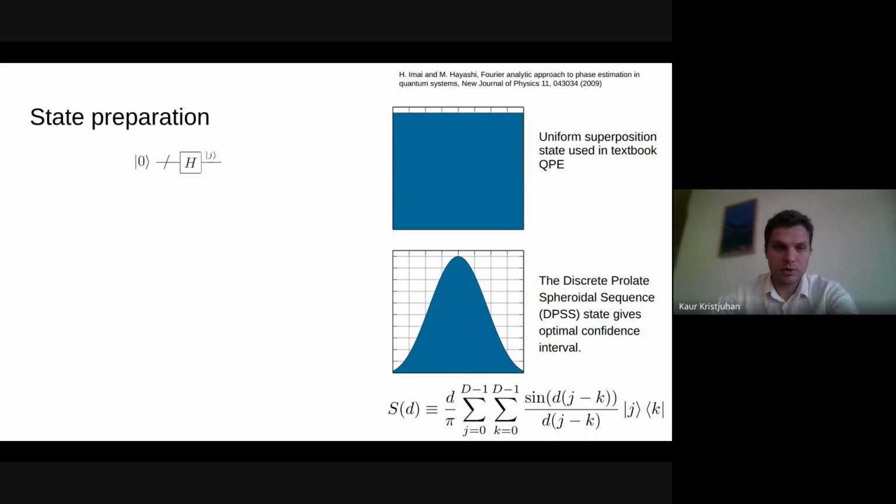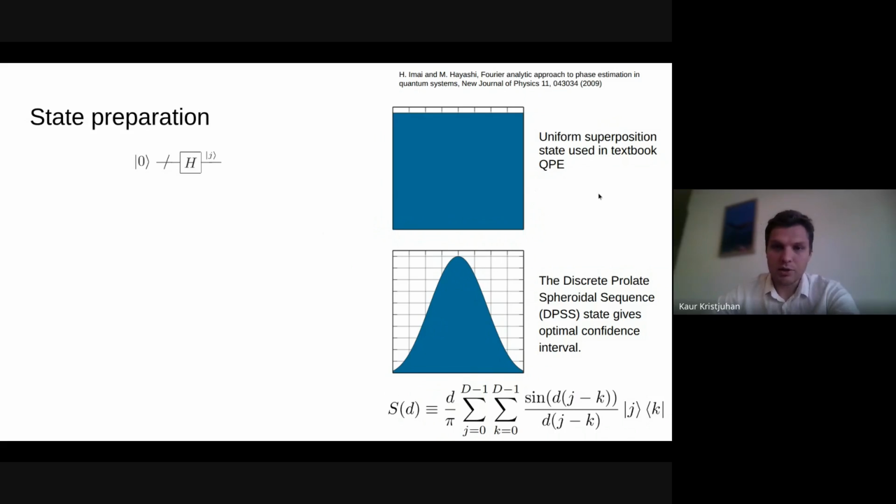So the first step, which was state preparation, the textbook tells you to apply a Hadamard gate to all the qubits in the control register. What this does is it prepares a uniform superposition state. And you might ask, well, why do we do that? The answer is that basically it's simple and it works well enough. That's what people would recommend you to do.